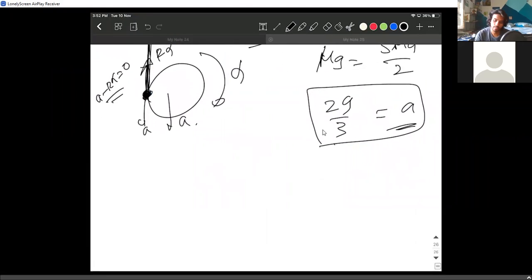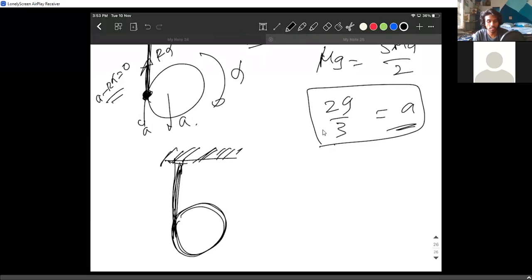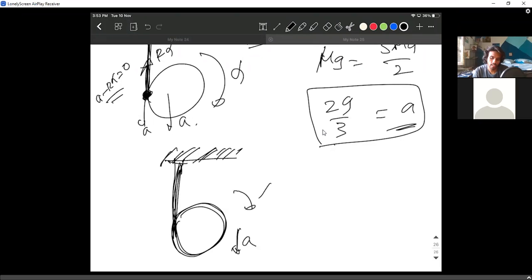So remember, guys, whenever you have a pulley, not a pulley, a disc with a wire wound around its waist, let's just say, and fixed to a ceiling, and it is released, it simply goes down with a and alpha, and the a value is nothing but 2g by 3. Alpha must be equal to what? 2g by 3r, since a equals r alpha.